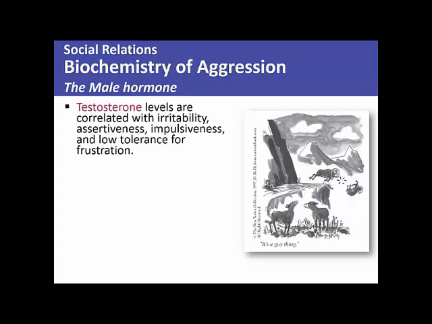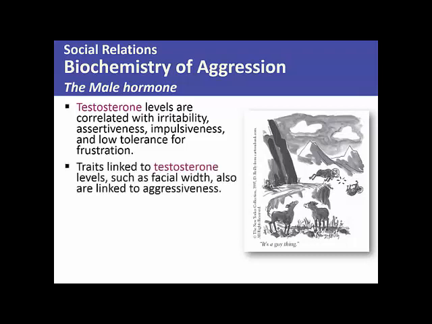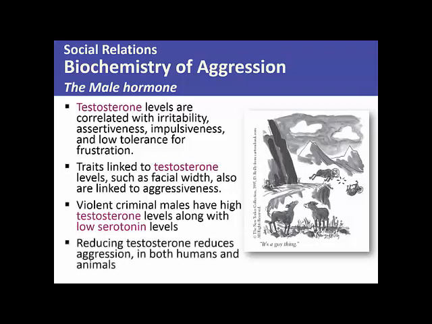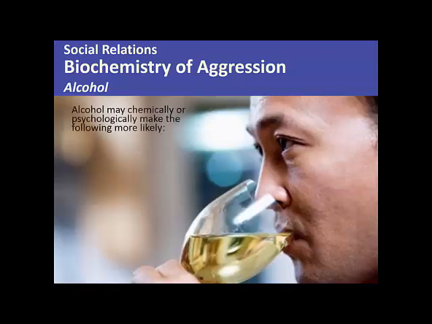We do know that testosterone has been linked and is positively correlated with irritability, assertiveness, impulsiveness, and low tolerance for frustration. And things that are linked to testosterone, like facial width, are also linked to aggressiveness. There is some evidence that violent criminals have high testosterone levels along with low serotonin levels, which is a kind of calming hormone. And so by reducing testosterone, we actually can reduce aggression in both animals and humans.